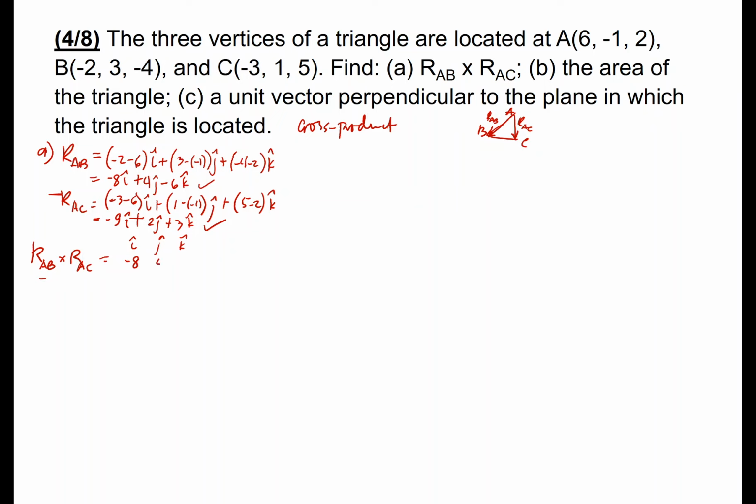Create a matrix format like this, given from your vector. The second row is for the RAC: negative 9, 2, 3. So you have such a matrix. Now if you have RAC cross RAB, these two rows will interchange. Very simple. You just need to get the determinant of this matrix.